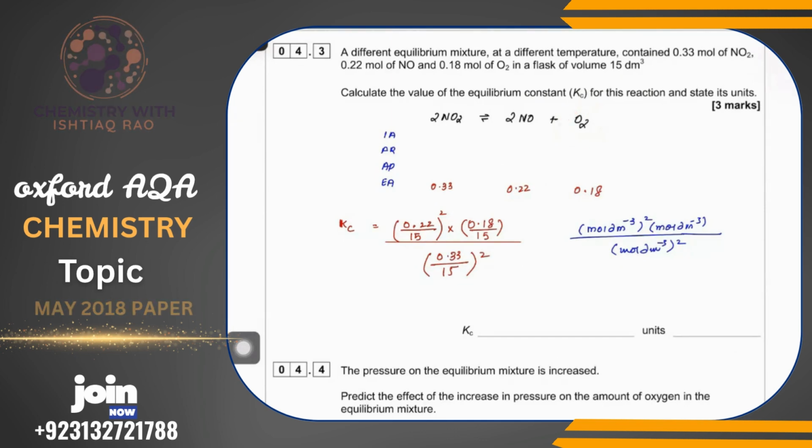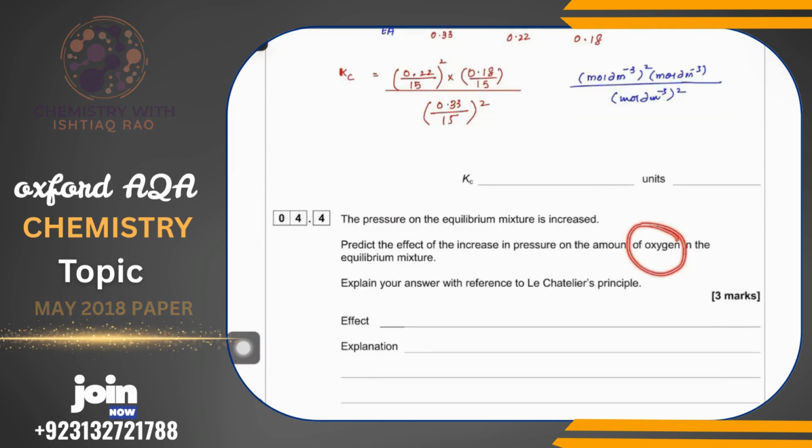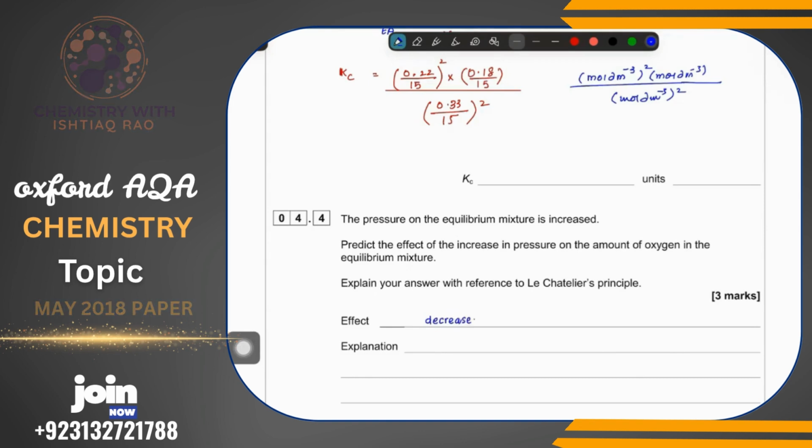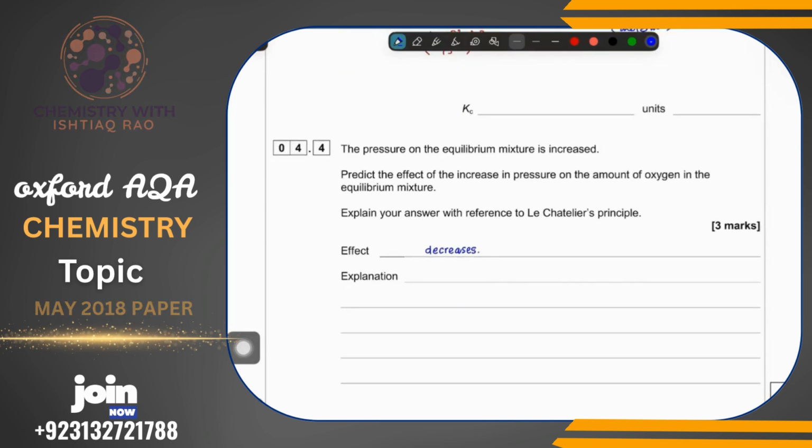See this one, the question, what they are saying. You have to focus on oxygen. So I can say that the conclusion here would basically be that the amount of oxygen decreases. Decreases, right? Yeah. And then you have to explain it. So I can say that it's of 3 marks. You can use the molar equilibrium ratios.